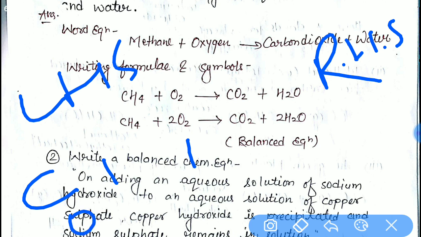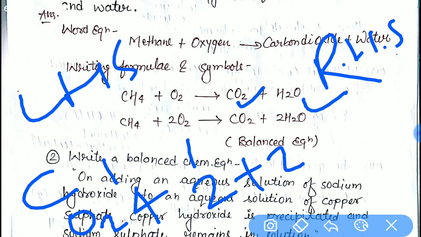How many oxygen atoms are there? Actually here there are 4. Here on the left side there are 4 atoms, and on the right side there are also 4 atoms. 2 oxygen here and 2 oxygen in this water molecule, so there are a total of 4 atoms. So we can say that this is an example of a balanced chemical equation.